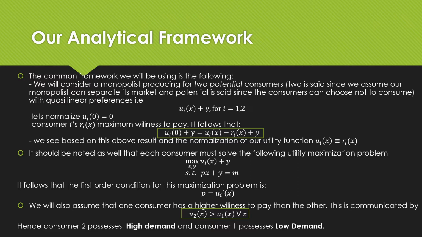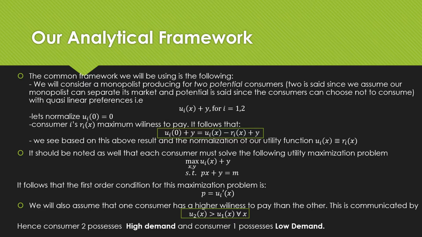We're also going to say that this ri function of x indicates the maximum willingness to pay for good x. So it follows from these facts that we can identify what this function is going to be when evaluated at 0: it's ui of x minus ri of x plus y. This is really the difference between the utility function and the maximum willingness to pay, and really they're the same thing based on our normalization.